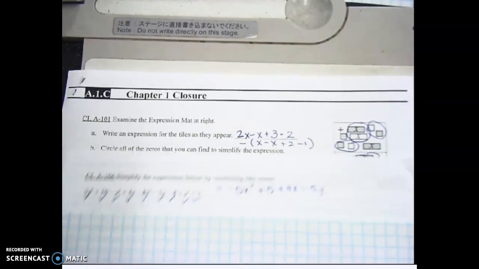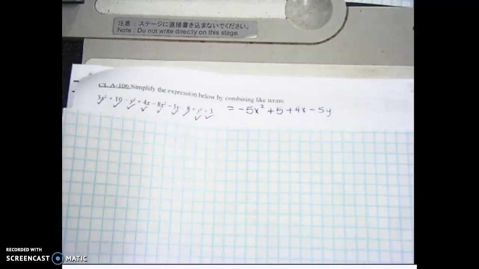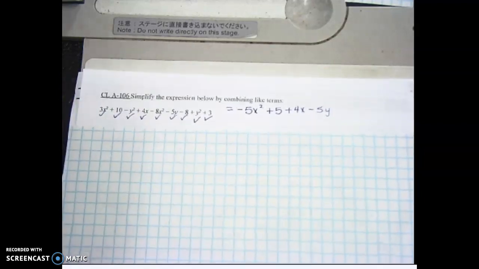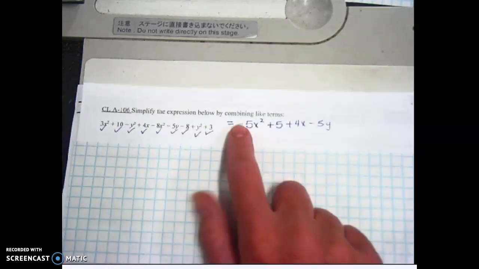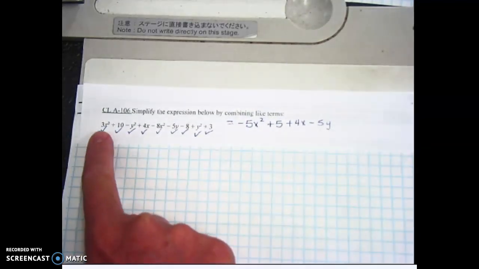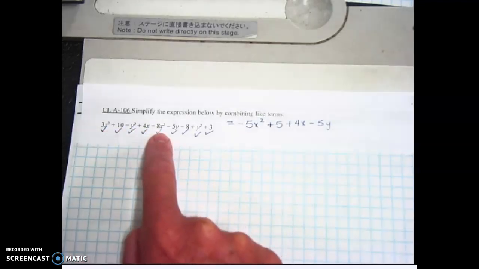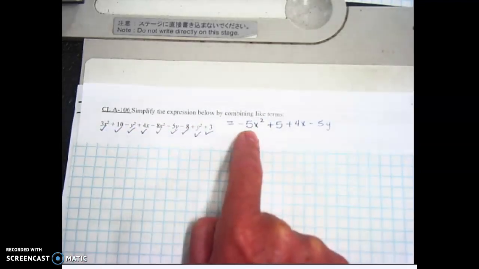At the top of page 22, we've got question 106. Simplify the expression by combining like terms. So I just checked mine off as I used them. So I started with the first term, which is 3x squared, looked for any other x squareds. Yep, there's one right there. So I got -5x squared.